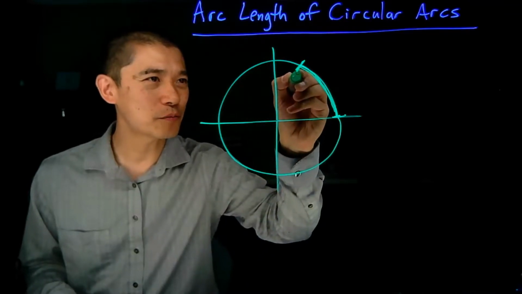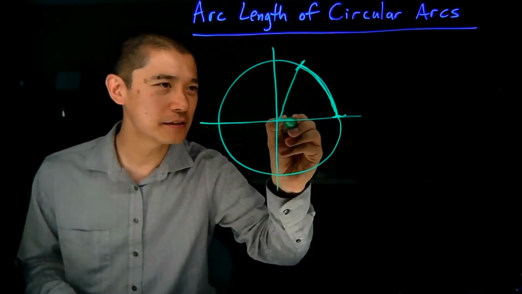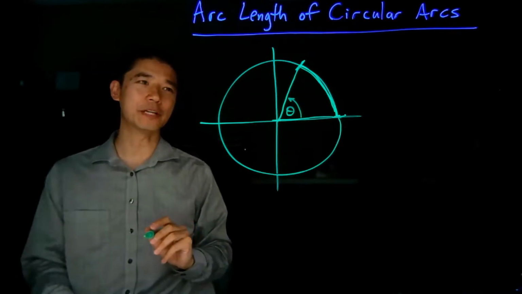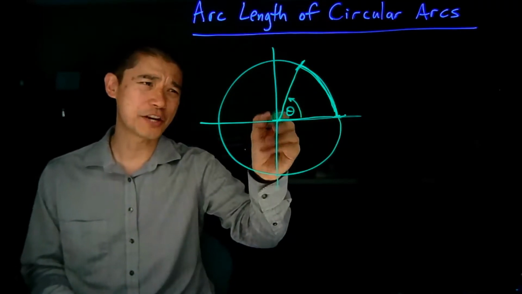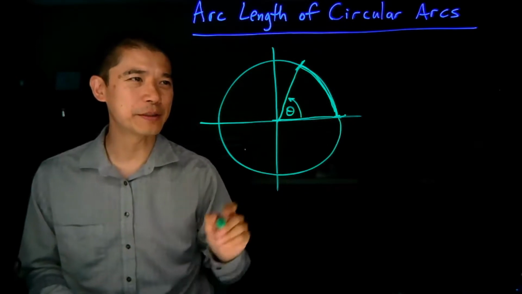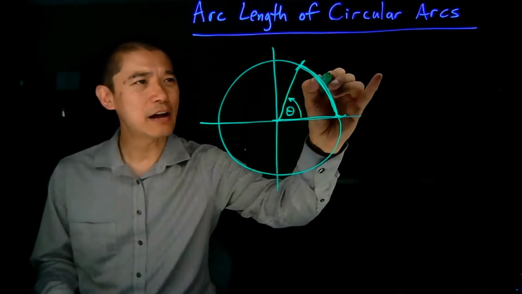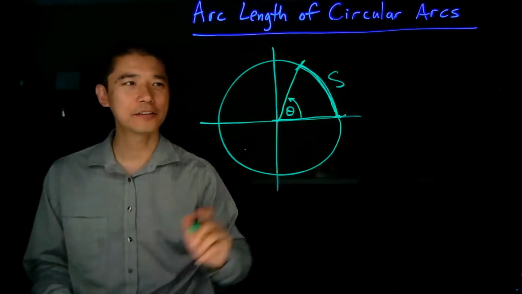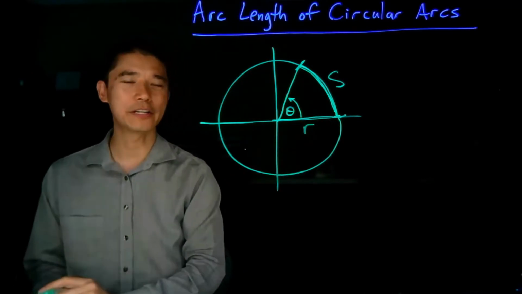Now, a circular arc is subtended by an angle theta. That tells you the interior angle right there. This is called a central angle, if you want to be super specific. So anyway, the question is, how long is that length of arc if we have some angle theta here on some circle of radius r?